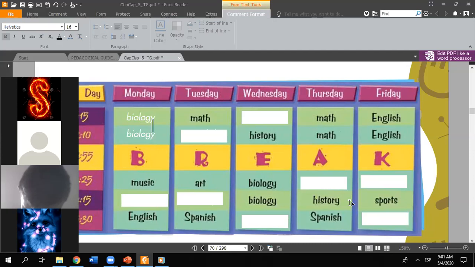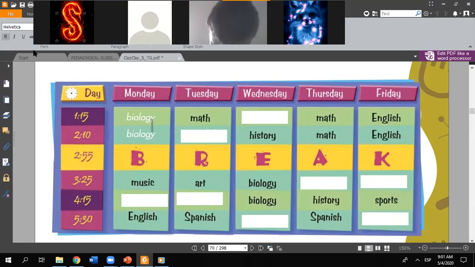It's from 1:15 to 2:55. Then I have break. After break, I have music class, which is at 3:25. I have geography at 4:15 and English at 5:30.